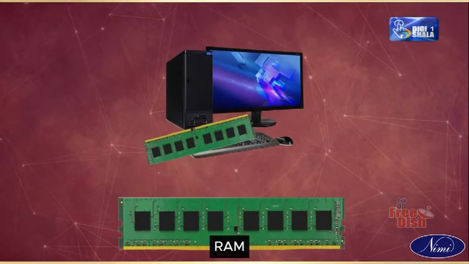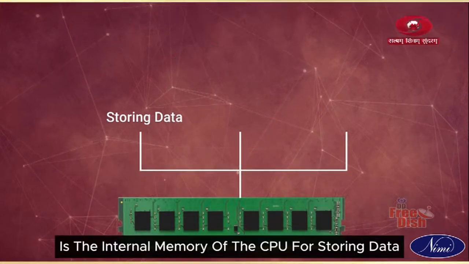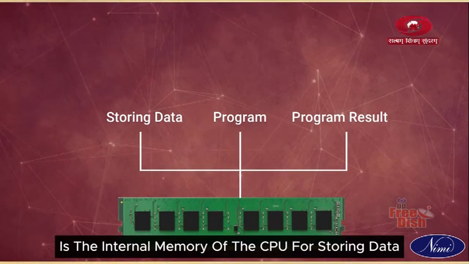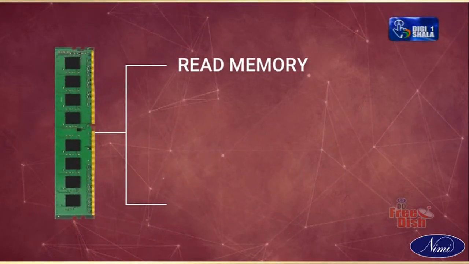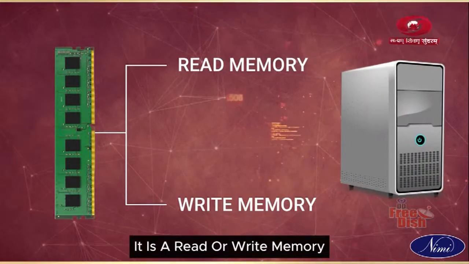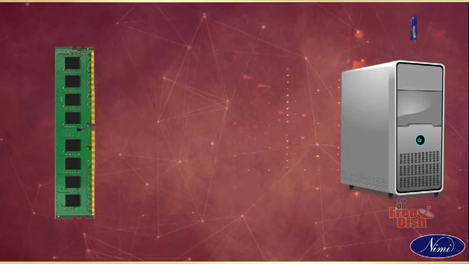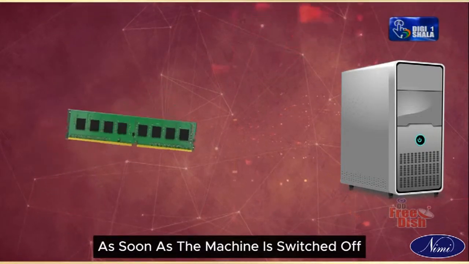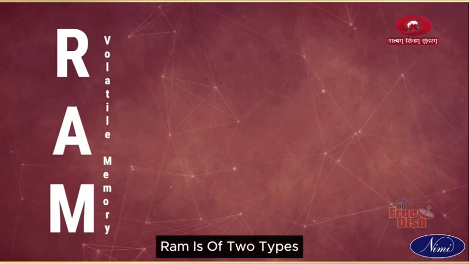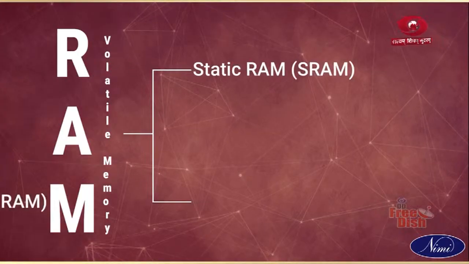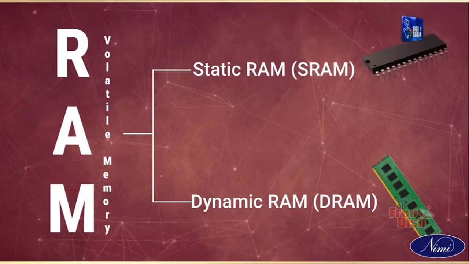RAM, Random Access Memory, is the internal memory of the CPU for storing data, program, and program result. It is a read or write memory which stores data until the machine is working. As soon as the machine is switched off, data is erased. RAM is of 2 types: static RAM, SRAM, and dynamic RAM, DRAM.